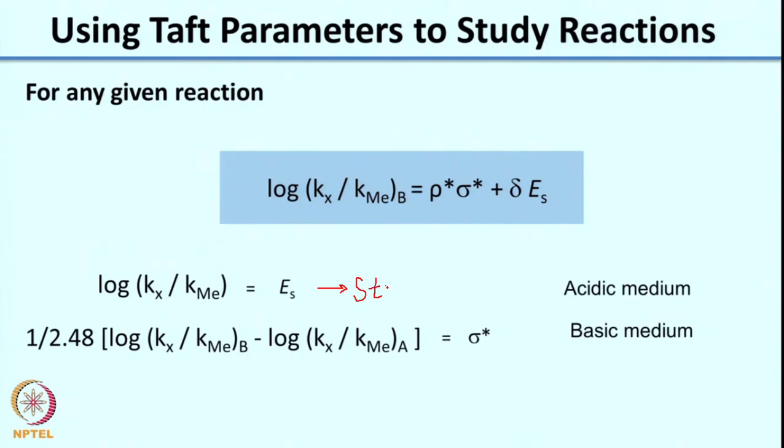steric, which is present only in acidic medium, and this is the electronic, which is present in basic medium. And this equation is for the Taft parameter for basic medium reaction. So here rho star sigma star is your electronic effect, and delta ES is your steric effect.